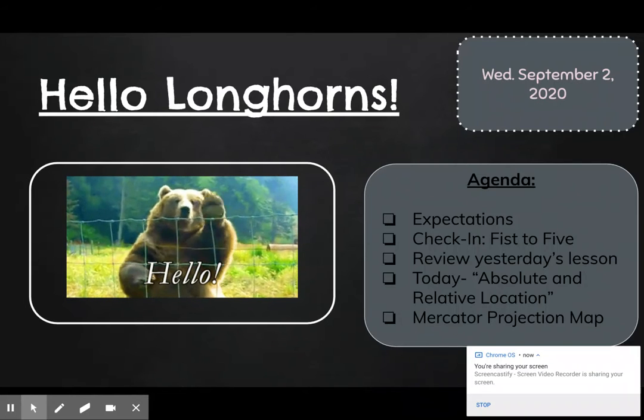Our agenda for today: we go over our expectations, we're checking in. This was for live interaction, Fist to 5, reviewing yesterday's lesson, and then learning about absolute and relative location, and then talk about a Mercator projection map.